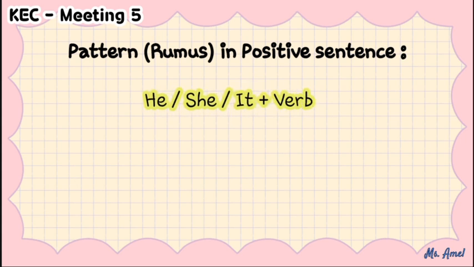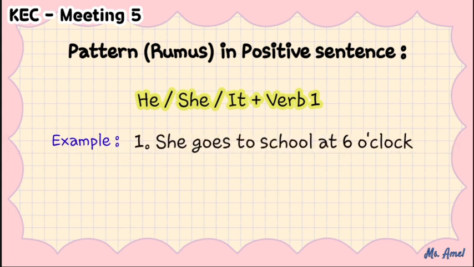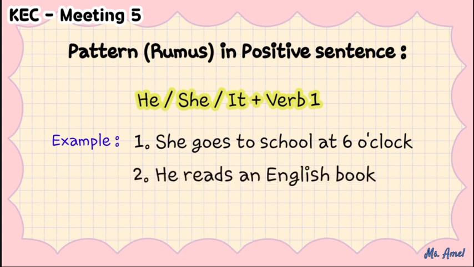Now we go to the second subject using he, she, it plus verb 1. Here are the example sentences. She goes to school at 6 o'clock. He reads an English book. It eats a doggy food.